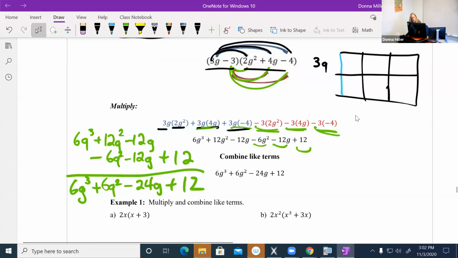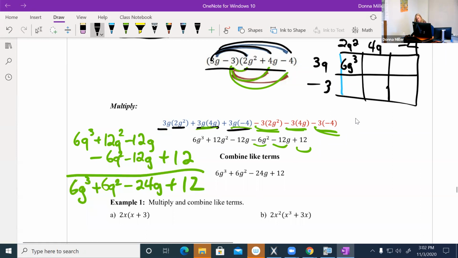So 3g minus 3. And then on the top, I put 2g squared plus 4g minus 4. All right. And then I multiply every row by every column. So 2g squared times 3g is 6g cubed. 2g squared times negative 3 is negative 6g squared. 3g times 4g is 12g squared.